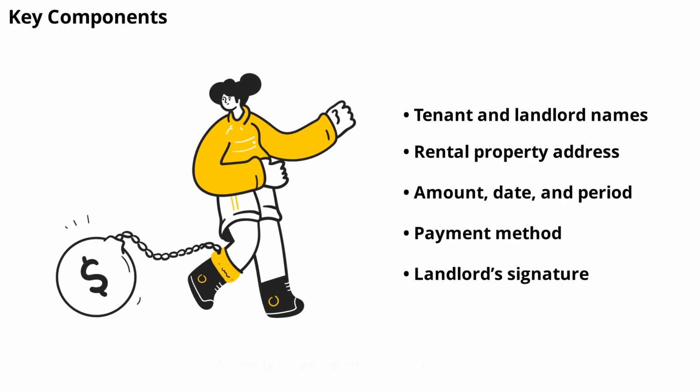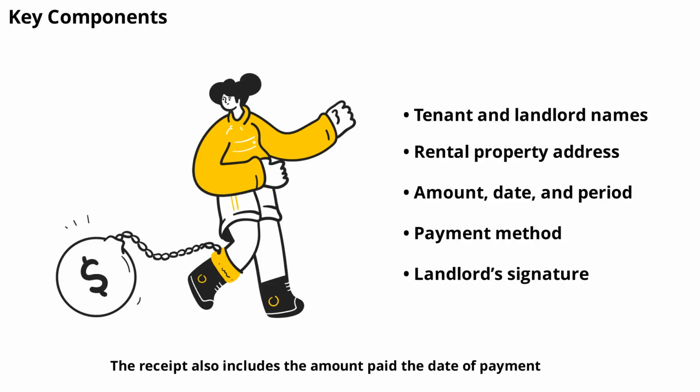A standard rent receipt contains several important pieces of information. First, it lists the names of both the tenant and the landlord. Next, it specifies the address of the rental property. The receipt also includes the amount paid, the date of payment, and the period for which the rent applies. Additionally, it may mention the payment method, such as cash, check, or bank transfer. Finally, the landlord's signature or stamp is often added to validate the receipt. Including these details ensures the document is clear and legally useful.